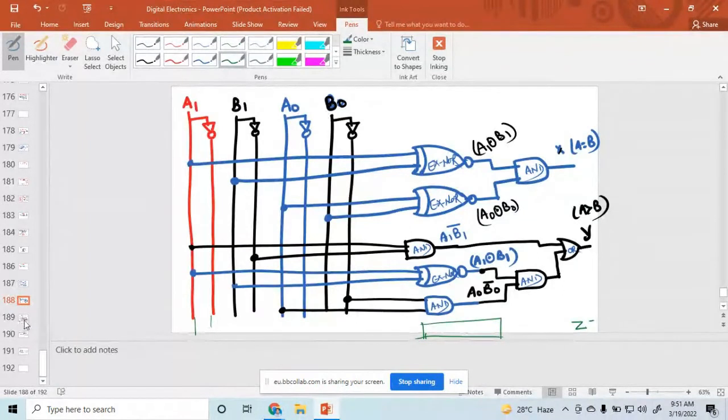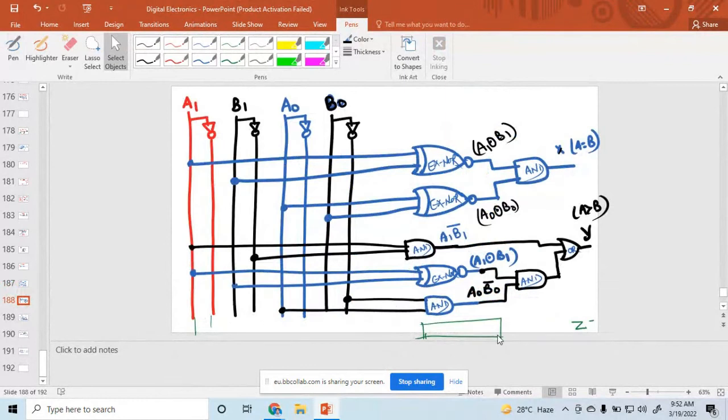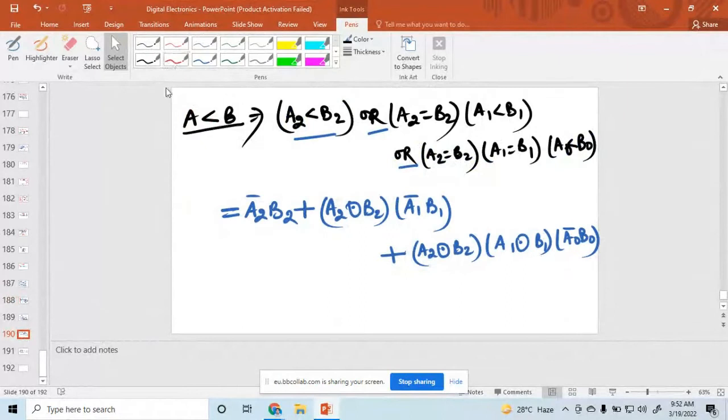Yes, sir. So this circuit is not completed. Here I have only designed these two parts: A equal to B and A greater than B. So A less than B, this part is remaining. Again, you have designed one XNOR gate and then one AND gate and another AND gate, and here one AND gate and then an OR gate. So this part is left in this circuit design. Understood? Similarly, if the condition is A less than B, so this value.